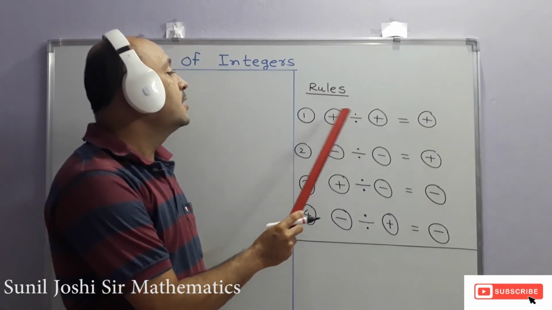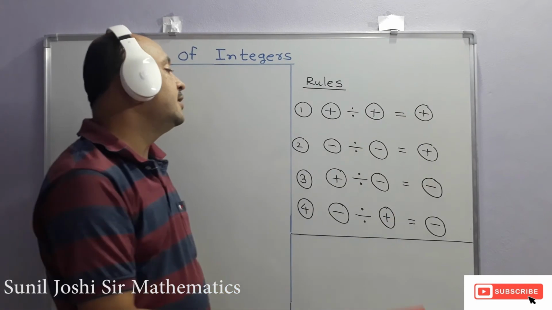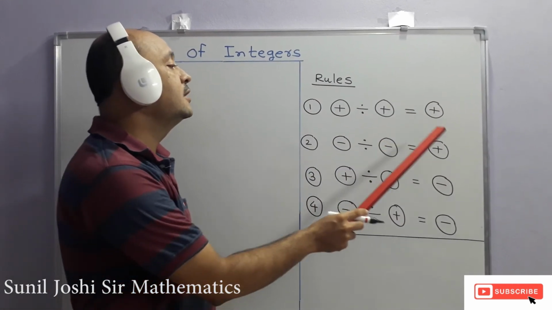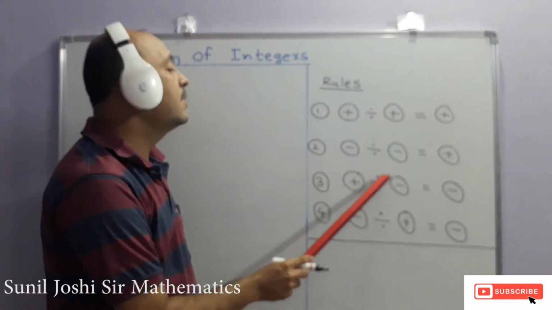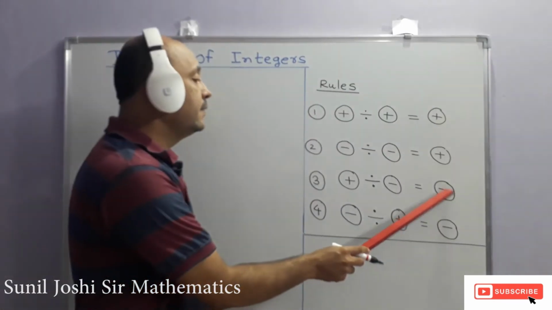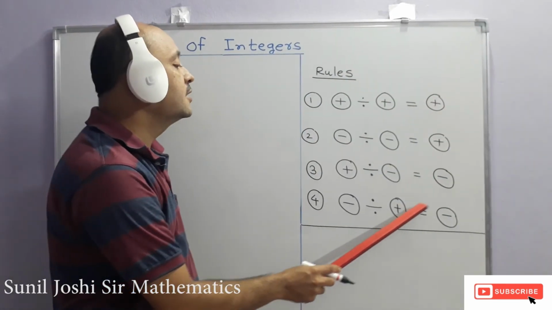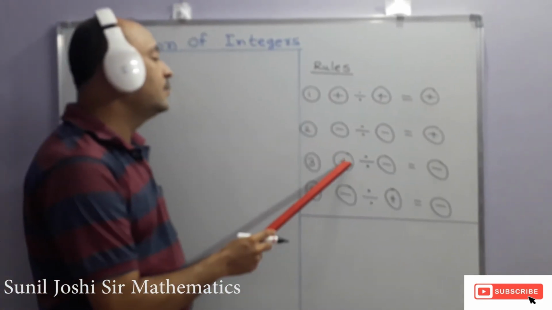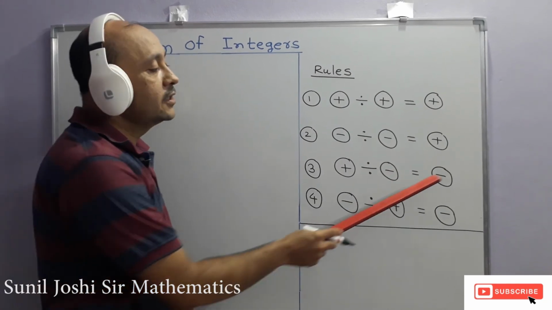A positive number is divided by a positive integer, so the answer is a positive integer. A negative integer is divided by a negative integer, the answer is a positive integer. A positive integer is divided by a negative integer, the answer is a negative integer. Or a negative integer is divided by a positive integer, the answer is a negative integer. So the rules are the same. Out of two integers, if one integer is negative, then the answer is negative.